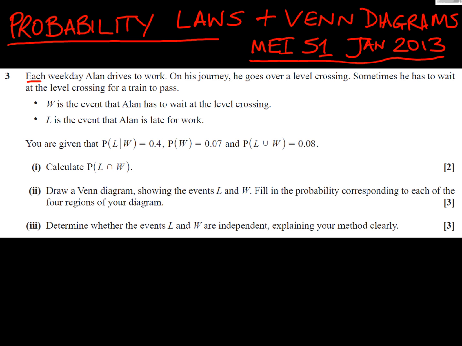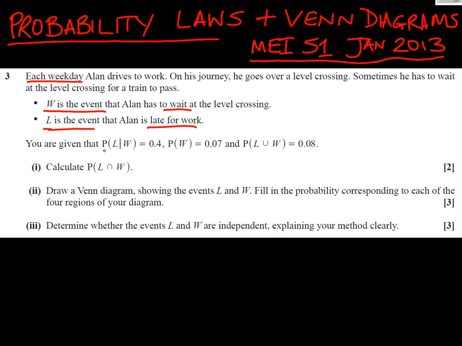Each weekday, Alan drives to work. On his journey, he goes over a level crossing. Sometimes he has to wait at the level crossing for a train to pass. W is the event that Alan has to wait at the level crossing. L is the event that Alan is late for work. So these are two separate events going on here.